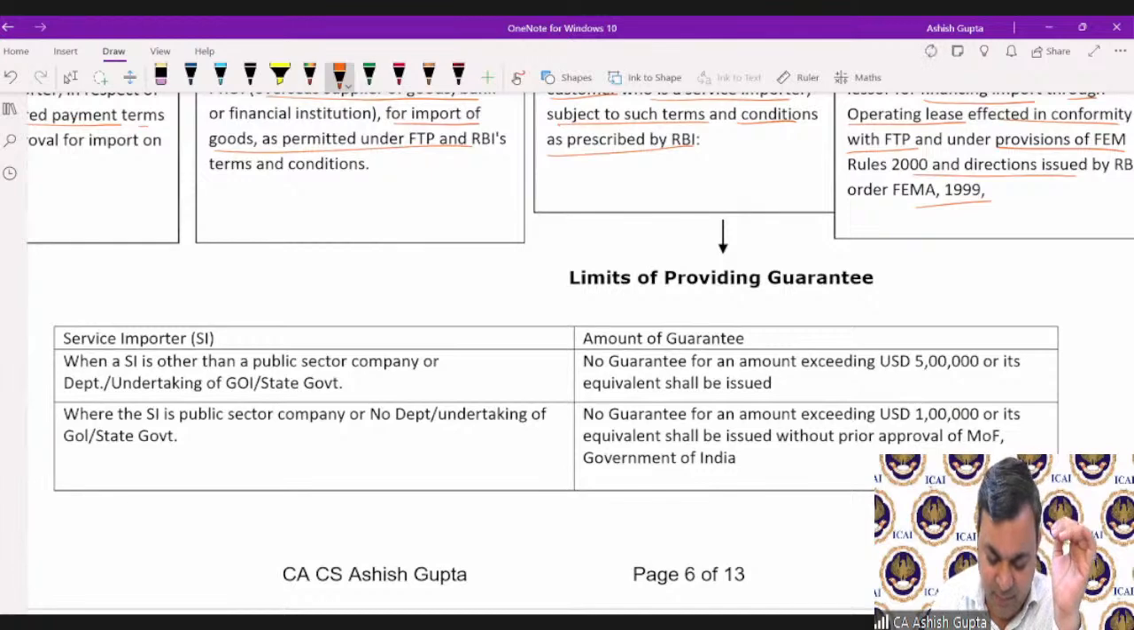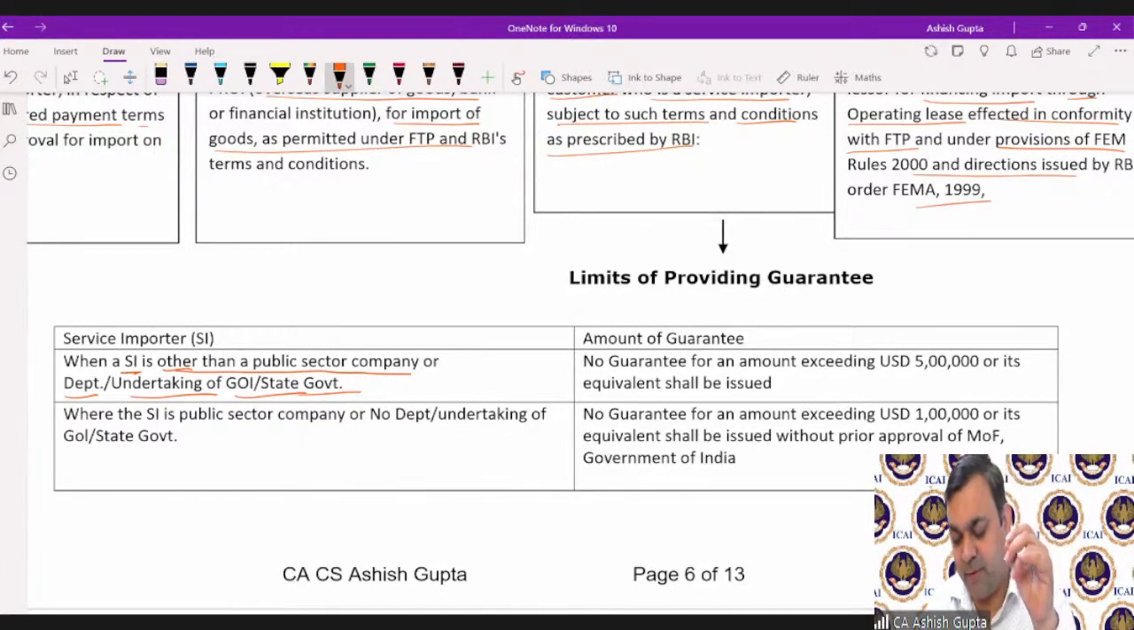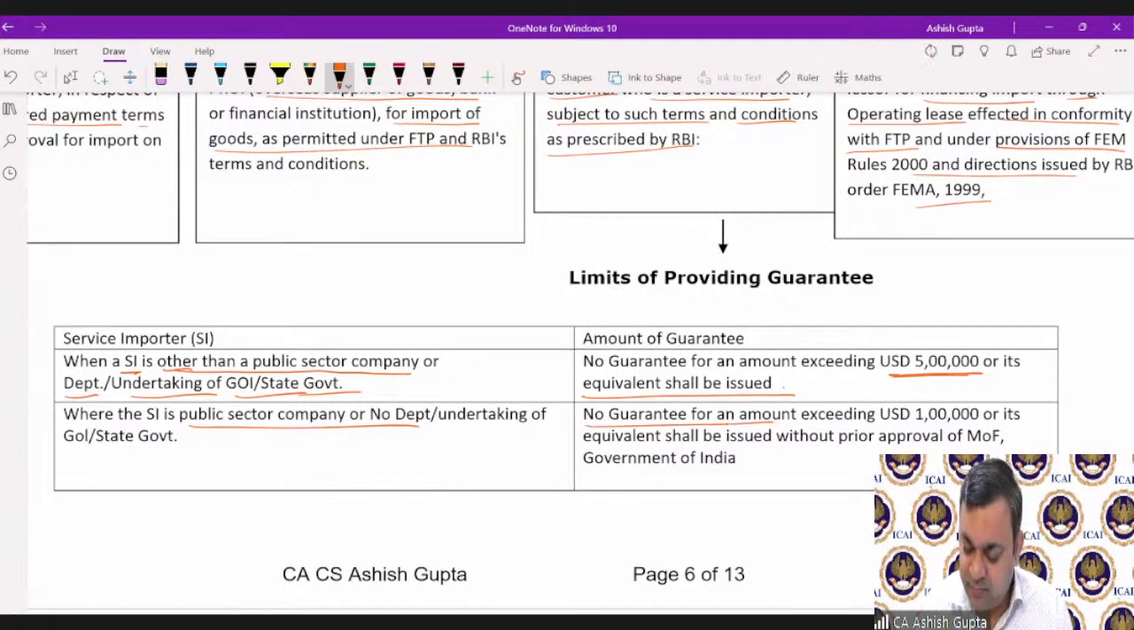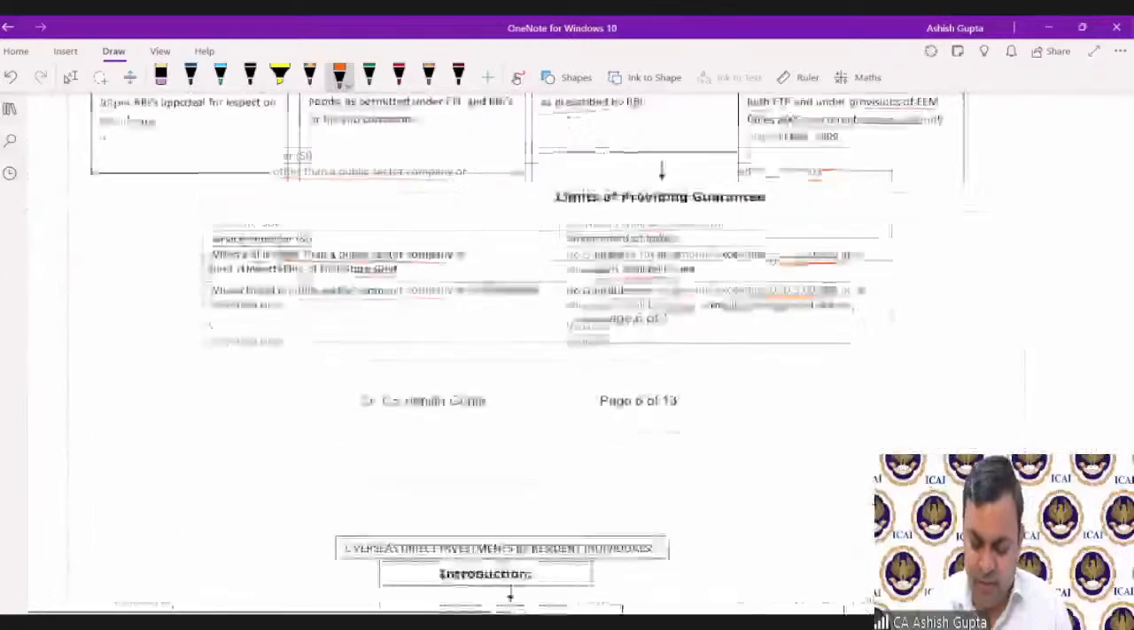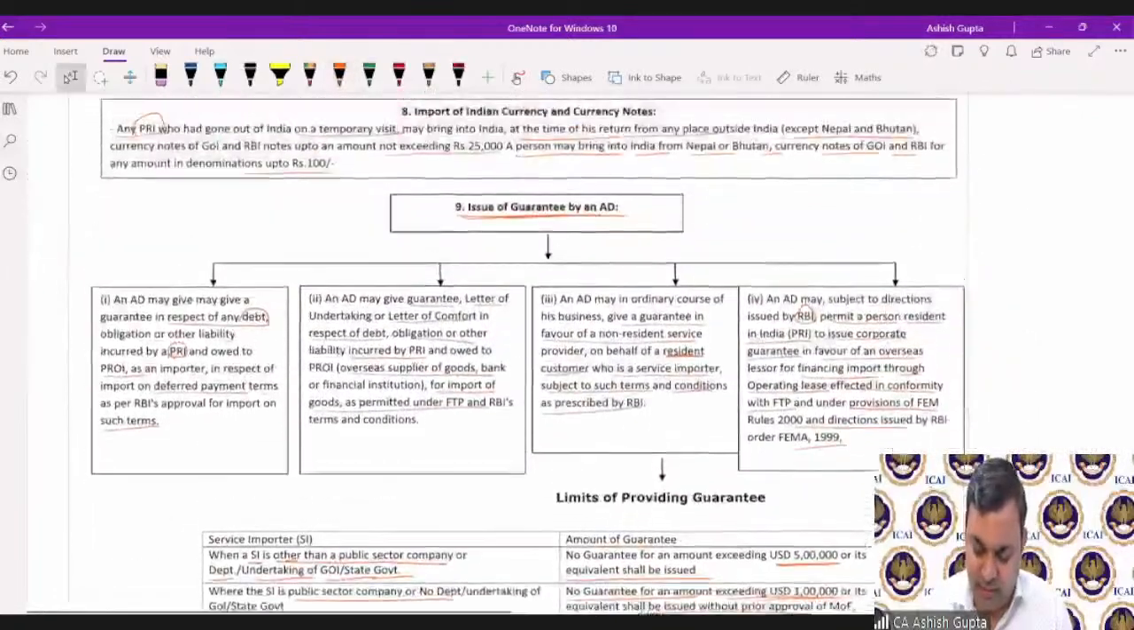Where a service importer is other than a public sector company or a department of the Government of India or state government, no guarantee for an amount exceeding USD 5 lakh or equivalent shall be issued. Where the service importer is the government, PSU, or a department or undertaking of the Government of India, no guarantee for an amount exceeding $1 lakh or its equivalent shall be issued without prior approval of the Ministry of Finance, Government of India. So this is point number 9.